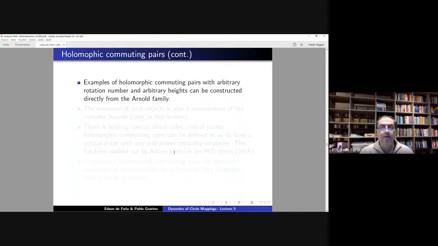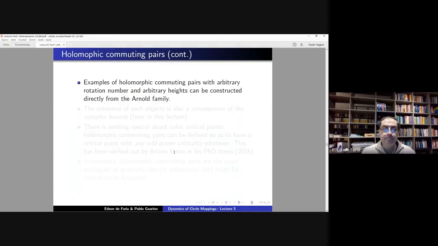Now, you can ask, how do you know these objects exist, right? So you can build several examples. If you want, you can look at a paper that I originally wrote in ergodic theory in 1999, where examples are constructed explicitly using the Arnold family, okay? With arbitrary rotation number, with arbitrary heights, which is this other invariant called the height. I'm not going to go into that.